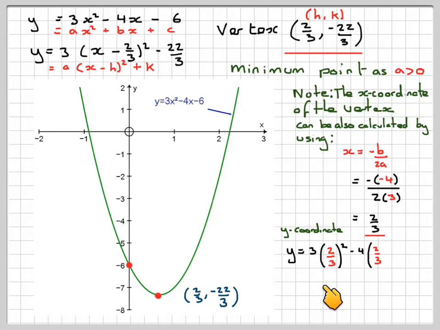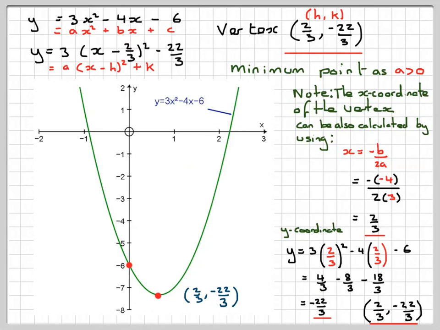y will be equal to 3 times 2/3 squared minus 4 times 2/3 minus 6. So 2/3 squared is 4/9, but the 3s will cancel, so you're left with 4 over 3 minus 8 over 3 and minus 6. 6, when you put it over 3, will become minus 18 over 3, which again will give you minus 22 over 3. So again, we get the vertex being 2/3, minus 22 over 3. Okay, this is just an alternative way of doing that. But we were asked to actually complete the square in the beginning of the question.